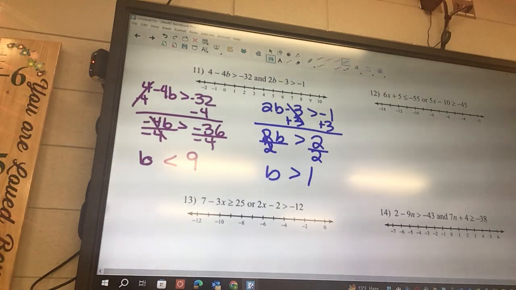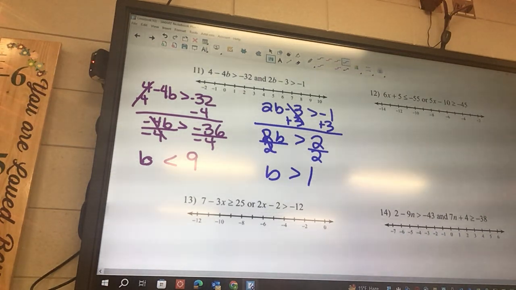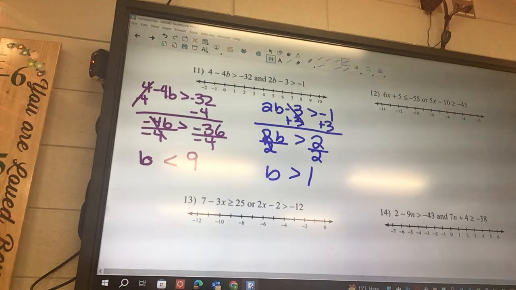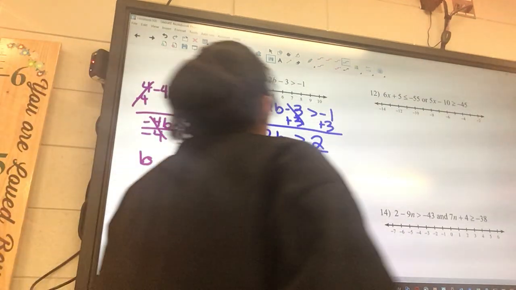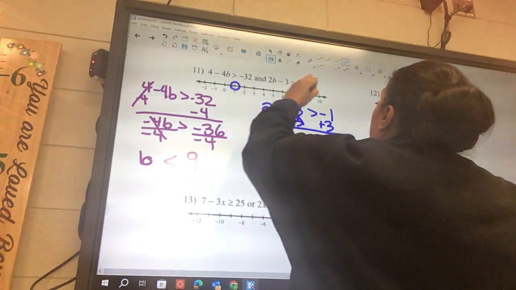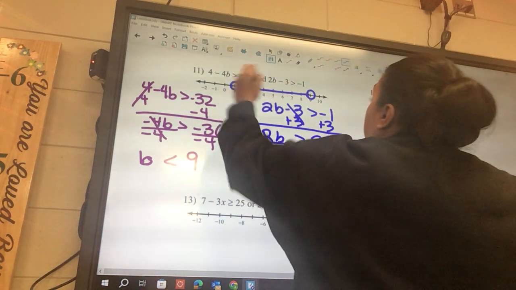Okay, is this an and or an or? And, so should it be pointed in or out? In. Okay, this should be pointed in. On the 9, open or closed? Open. What about the 1? It's also open, okay? So we got 1 and 9, and it's pointed in.